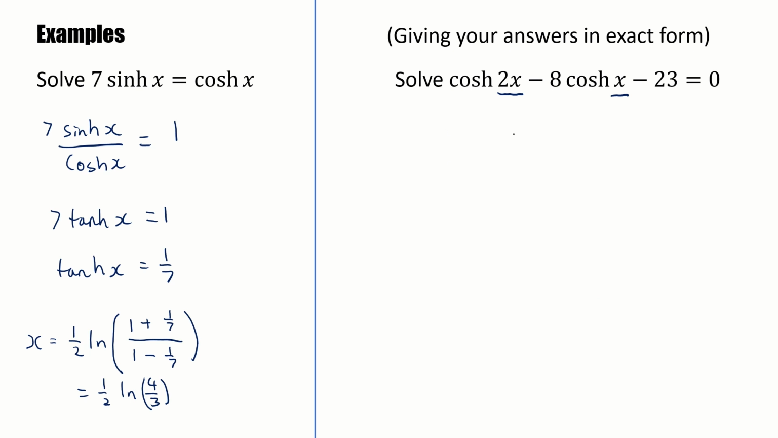And therefore normally what we do is use the double angle identity for cos to replace that cos of 2x, but of course we don't have trig, we've got hyperbolics.